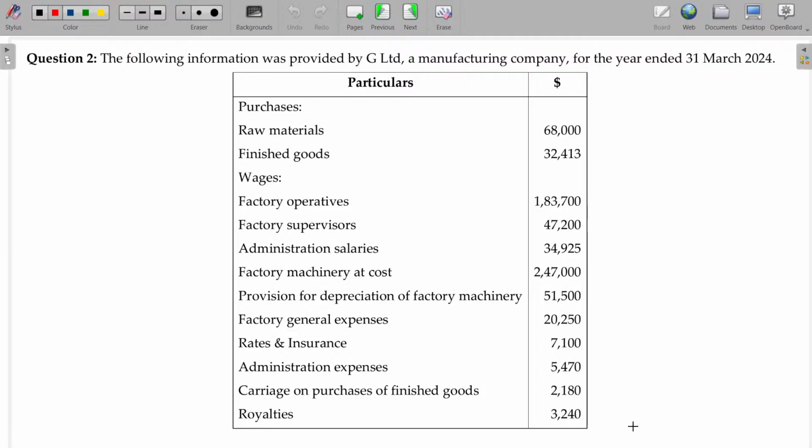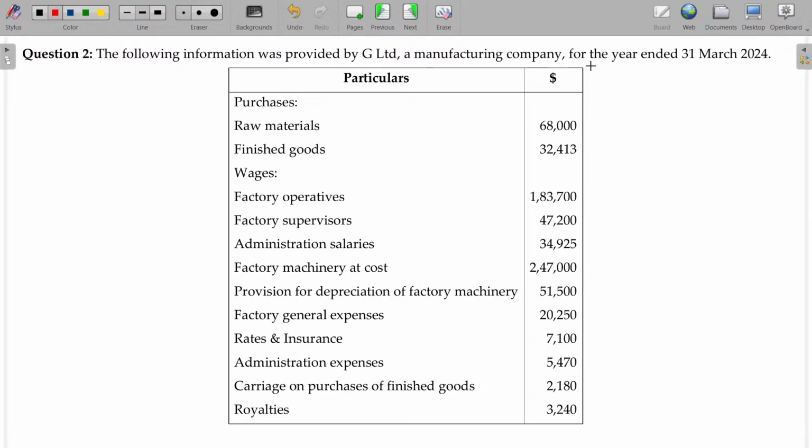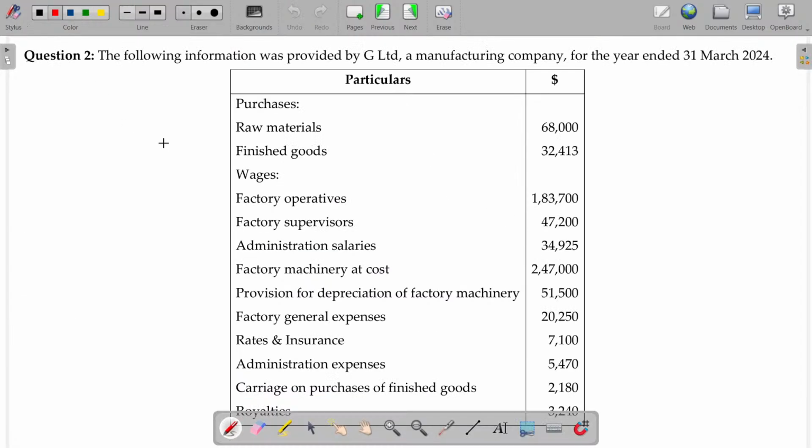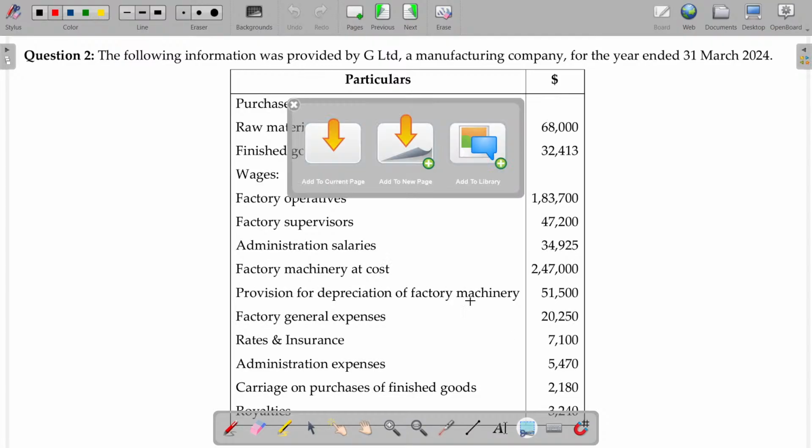In question number 2, the following information was provided by G Limited, a manufacturing company, for the year ended 31st March 2024. And inventory in the beginning and the end given. Prepare manufacturing account and prepare trading section of the income statement. G Limited apply a standard rate of markup being 35%. Factory machinery is to be depreciated at the rate of 15% using reducing balance method. So let me mark down all the adjustments here before I proceed to solve this illustration.